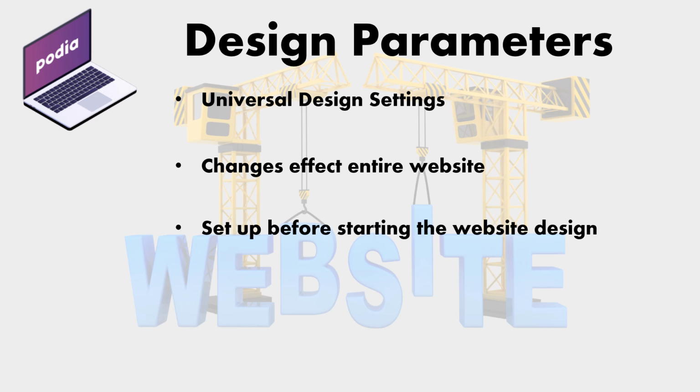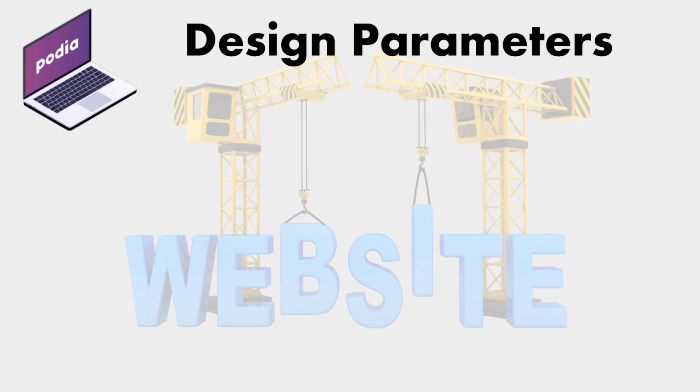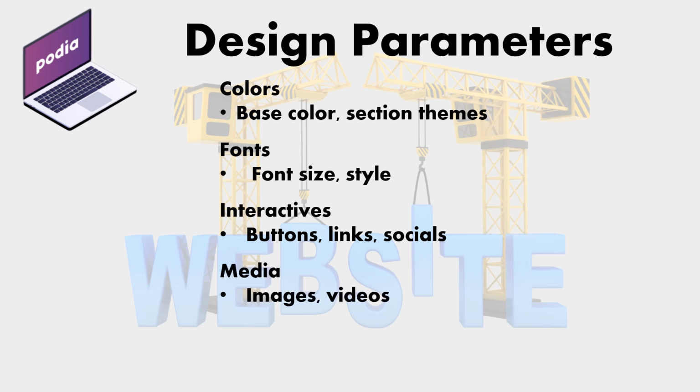consistent. You might want to set these design parameters before starting your website design. That way, you will see your website's appearance as you add the sections and pages. We will go through the 5 groups of design parameters one at a time, starting with colors, followed by fonts, then the interactives, the media, and finally the structure.